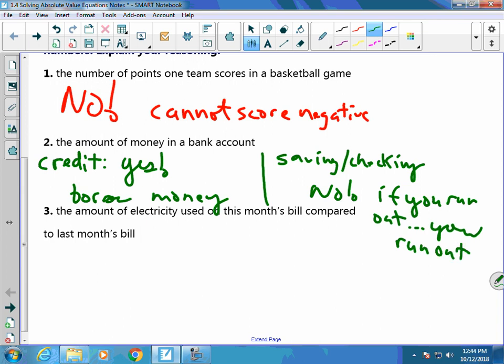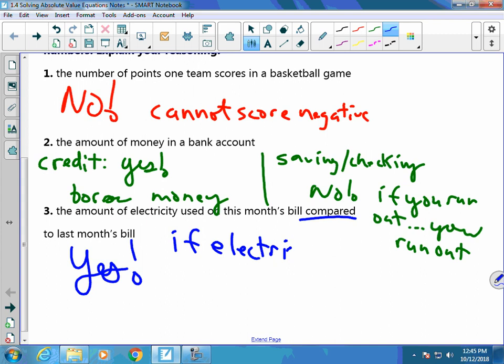And third one, the amount of electricity used this month compared to last month. All right, well, this one is really, really tricky because, again, there's this key word, compared. If I'm comparing this month to last month, really that's telling me if it's gone up, I'm going to have a positive value. If it's gone down, I have a negative value. So in this case, we actually have yes, because if electricity use goes down, it's negative.